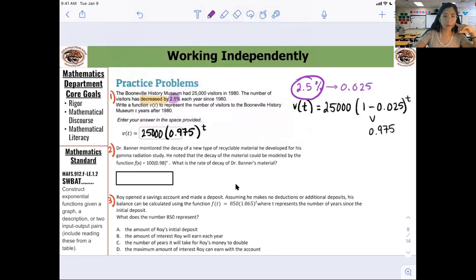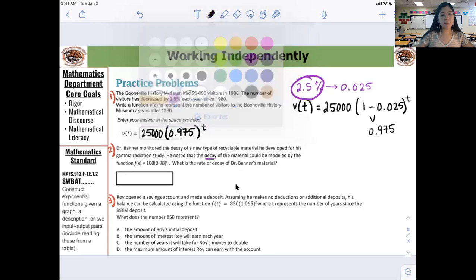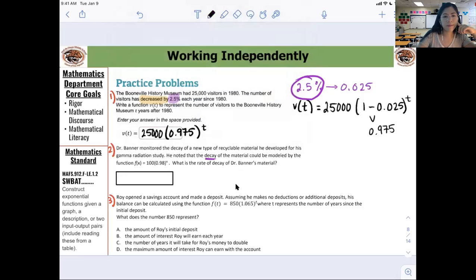Okay, number 2, is it a growth function or a decay function? Decay. Good. Other than looking at the words, what's another way you can tell right away? It's less than 1, 0.98. What is the percent of decay? 2%.